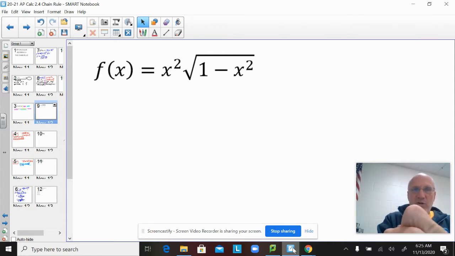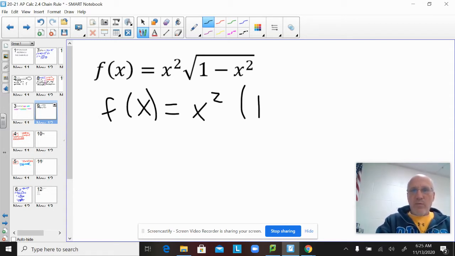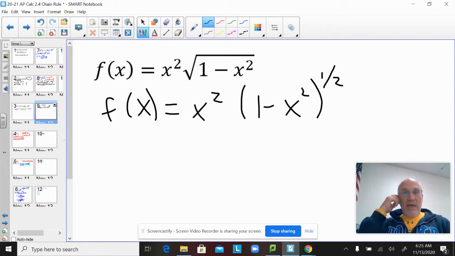So before I do anything, let me do what I would encourage you to always do, which is rewrite it using exponents. So this is x squared, and then times 1 minus x squared to the 1/2. Haven't done any calculus yet, just rewrote it. Now, you have to be clear on whether this whole thing is an f of g of x, or whether the whole thing is a product. If the whole thing were being raised to the 1/2 power, I would argue it's not here. But if the entire function was being raised to the 1/2 power, then that would be an inside-outside function.